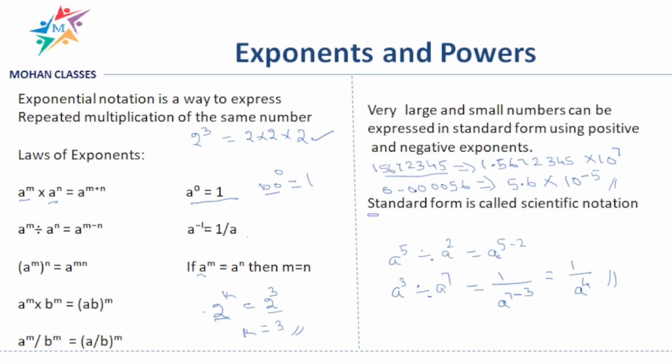Whenever you are converting a decimal into a whole number, the exponential power will be minus. Whenever you are converting a whole number into a decimal, the exponential power should be plus. This is very important. We will do this in some exercises and understand it very clearly. Let us move to the next.